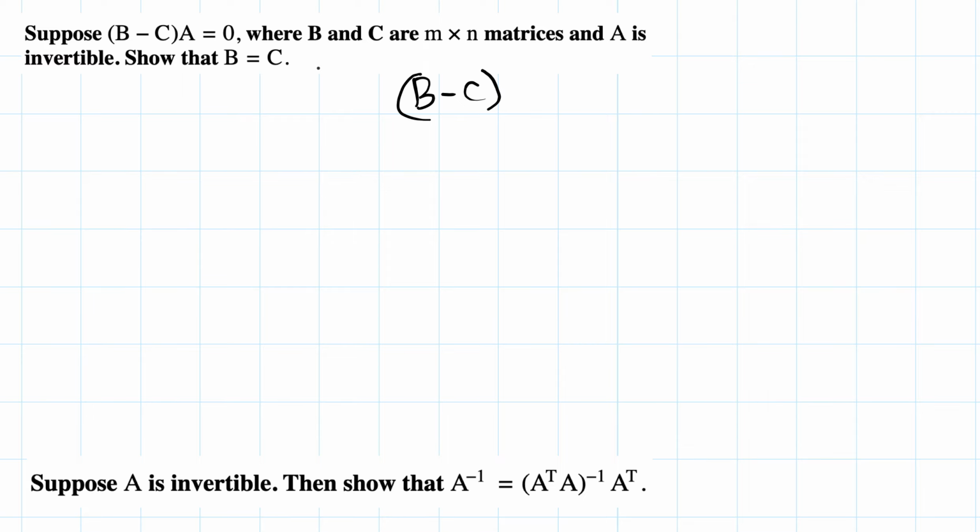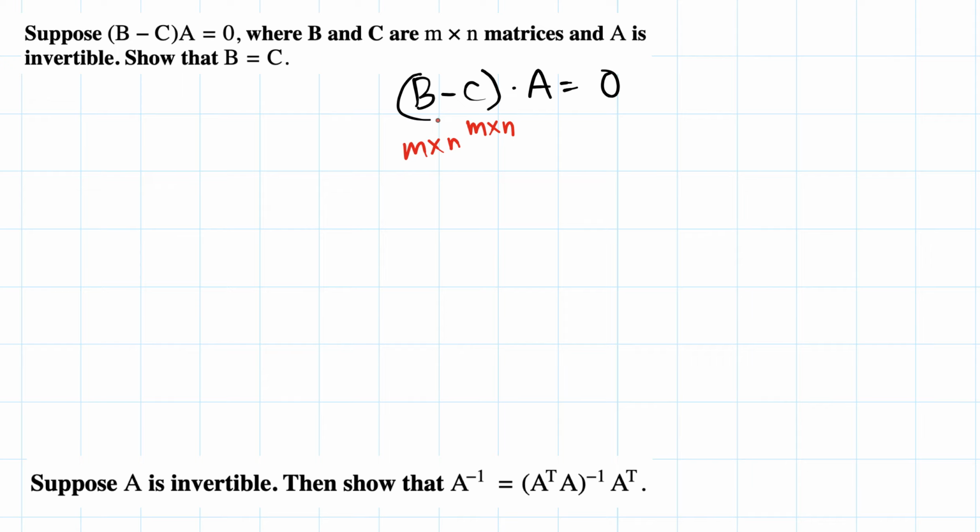B minus C times A equals 0. So this is an m by n matrix. Subtract means it has to be the same size, m by n, so the difference will be m by n. To multiply by A, and they say A is invertible, that means A must be a square matrix, m by m or n by n.